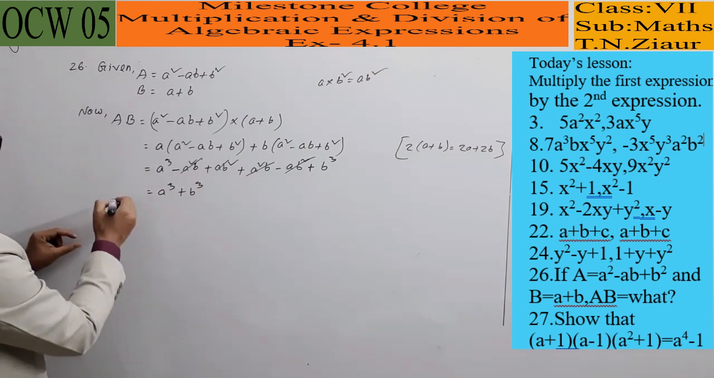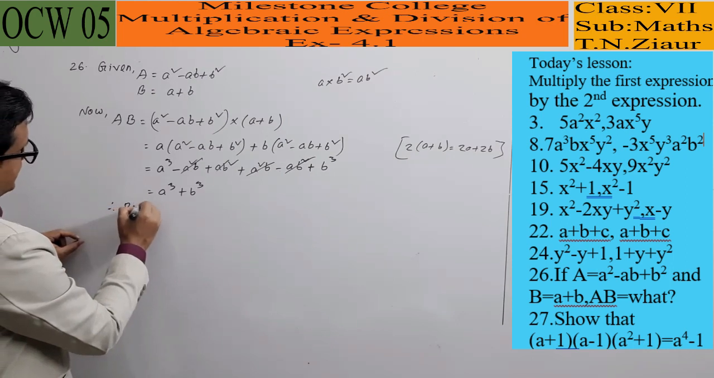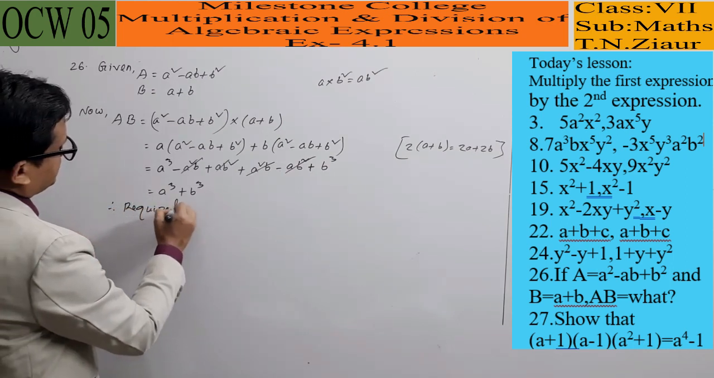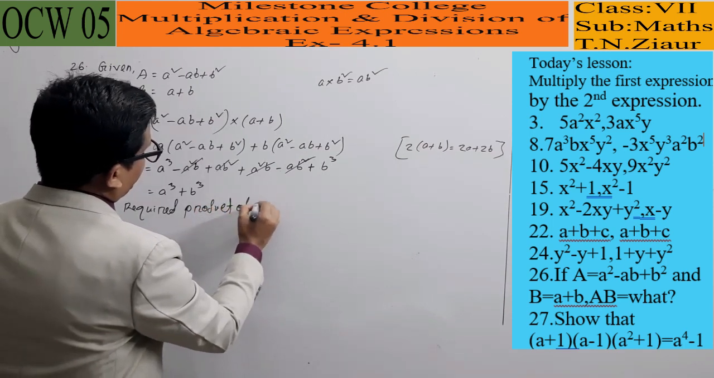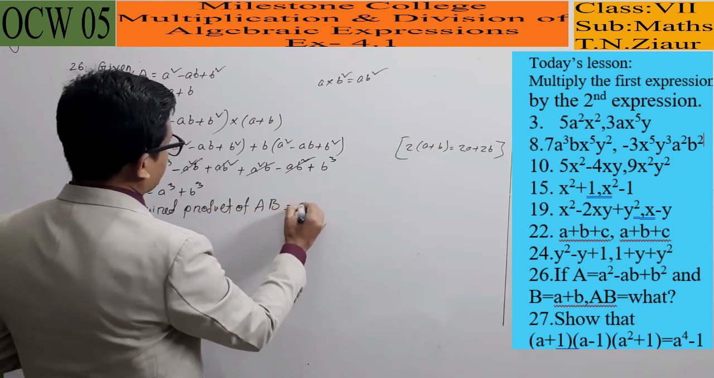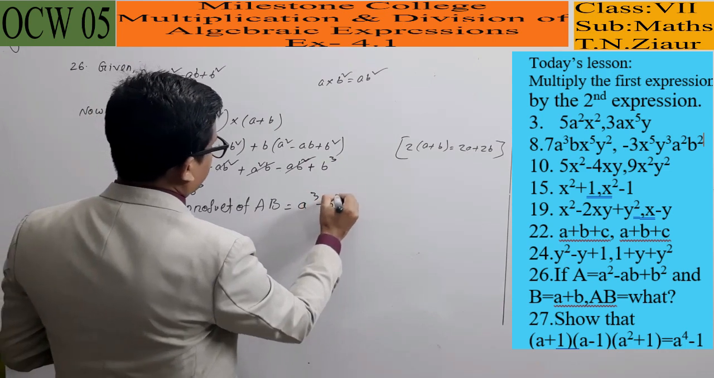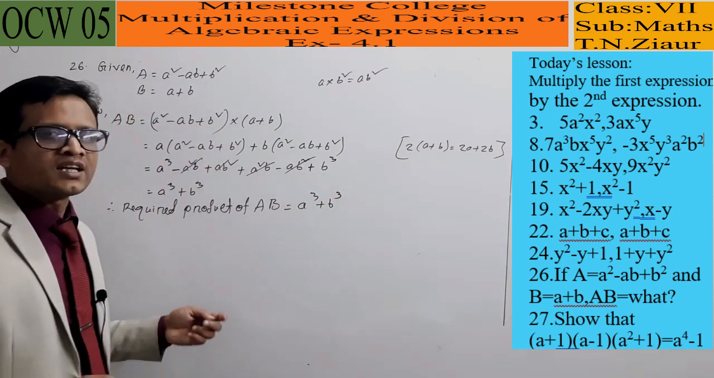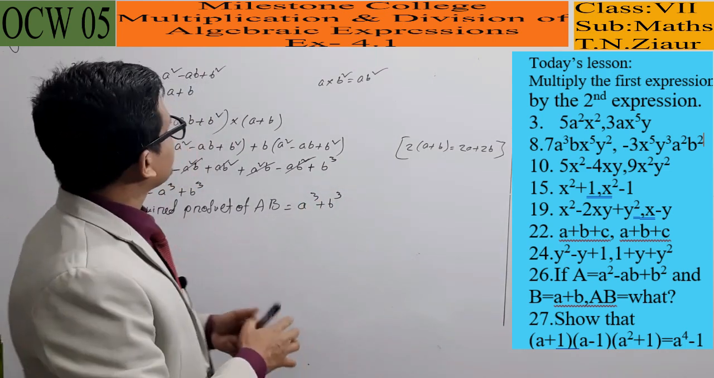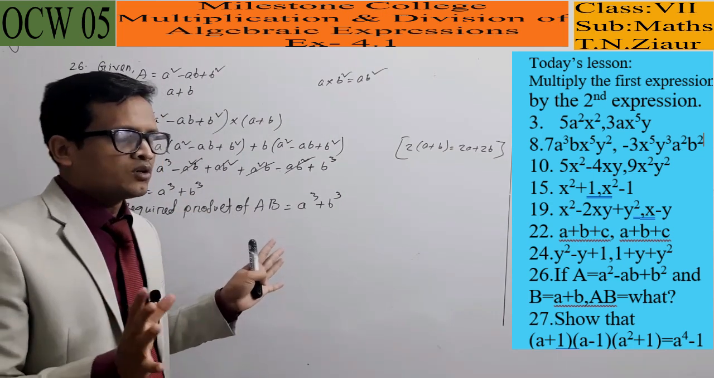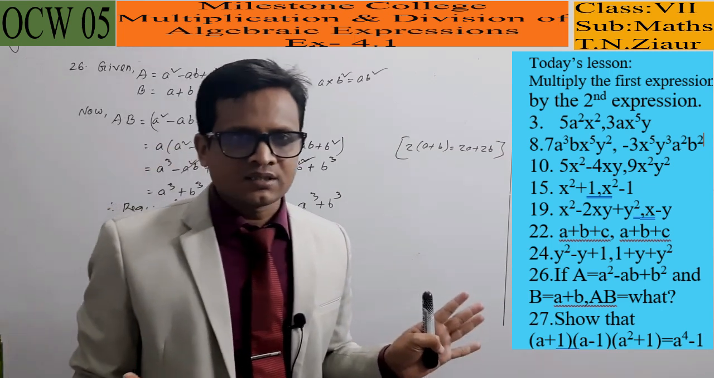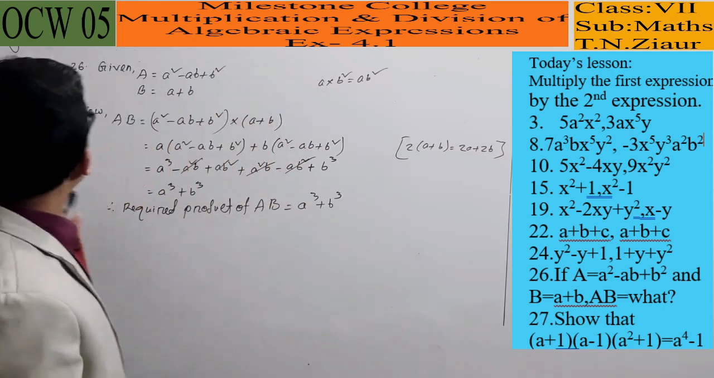So is it easy or not? Required product of AB is equal to a cube plus b cube. It is very easy now, right? This multiplication, I hope this chapter is very easy for you. Be attentive in my class, my dear students.